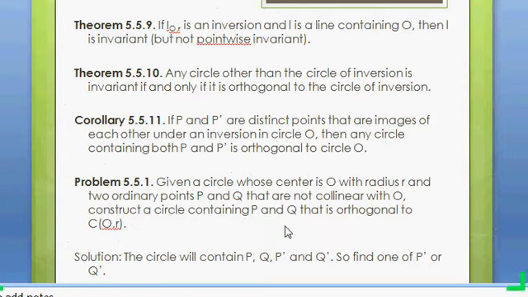So all of this together, and I know it's a lot, but the big result is we actually have a way to create orthogonal circles given 2 points inside the circle, and we're going to need this for hyperbolic geometry when we look at it later for the model.